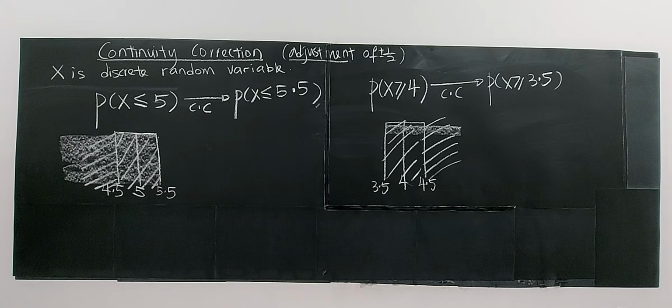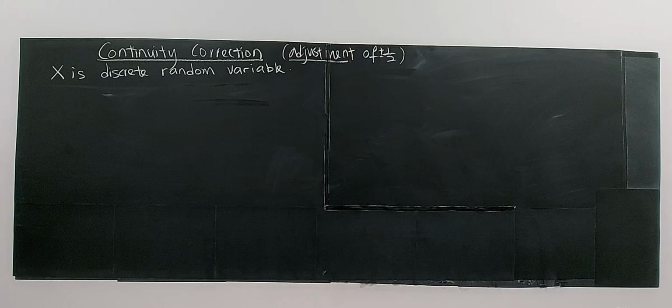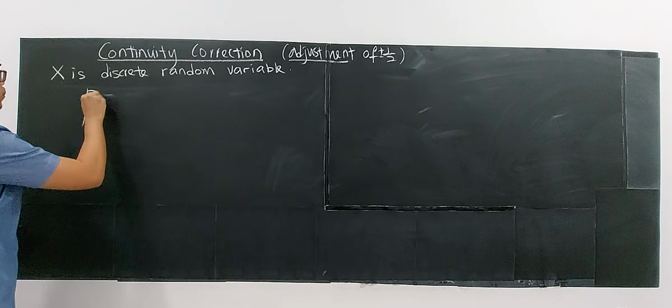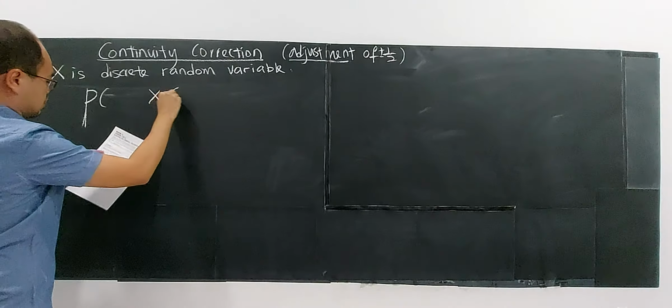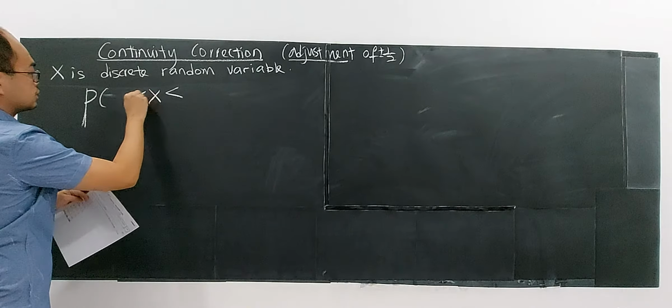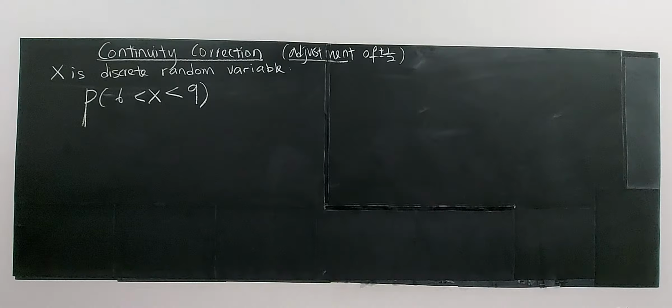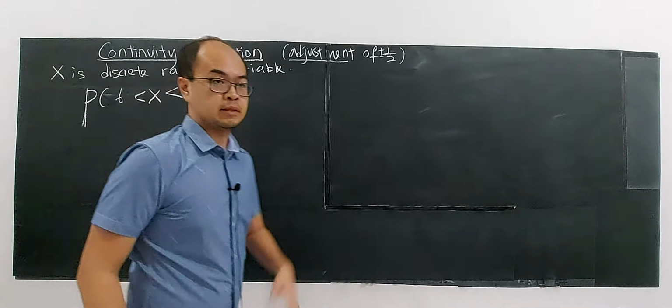Okay, I go for more examples. Let's look at what is in between. What if it is in between, probability of x between 6 and 9, right? How to do continuity correction for this type of case here? Same thing, all right? Same thing.